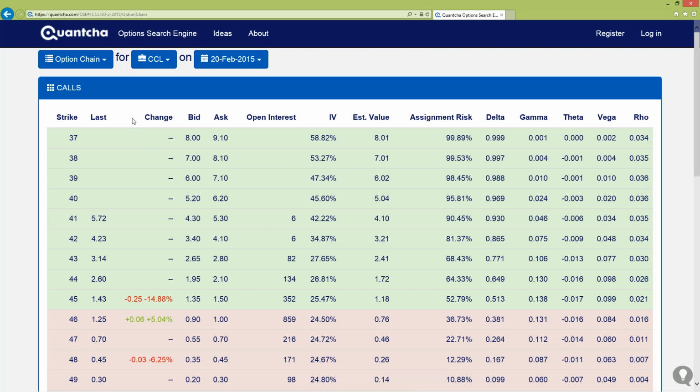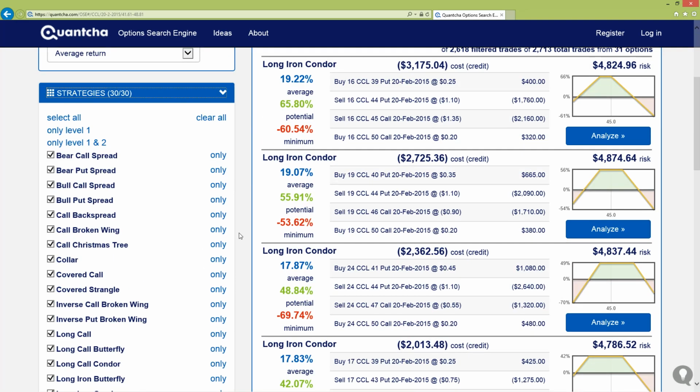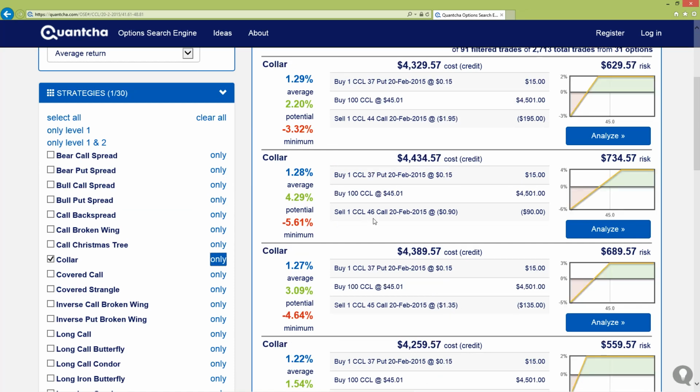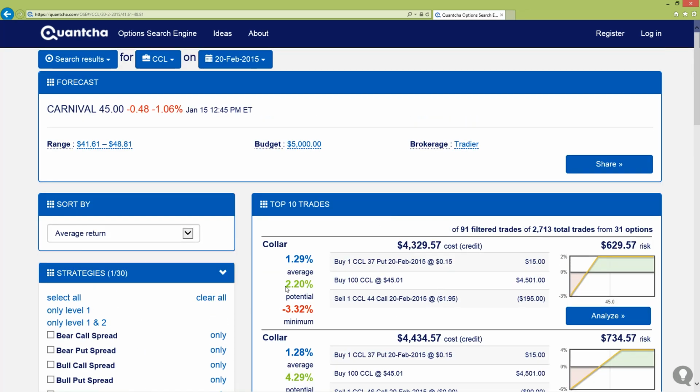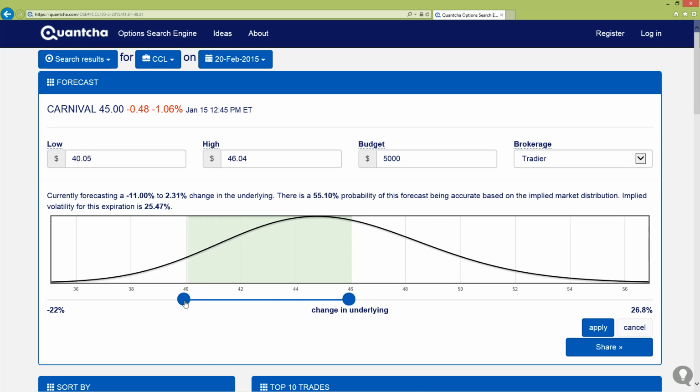Another key thing is, based on what we're looking at, we can come back to search results if you wanted to broaden your scope here and say, well, maybe what I really want to do is see collars, because I like the idea of doing these covered calls, but I'd like a protective put on the downside. And because maybe I'm a little bit bearish on the stock, I'm going to say maybe we're looking at like 40 to 46 is the range.